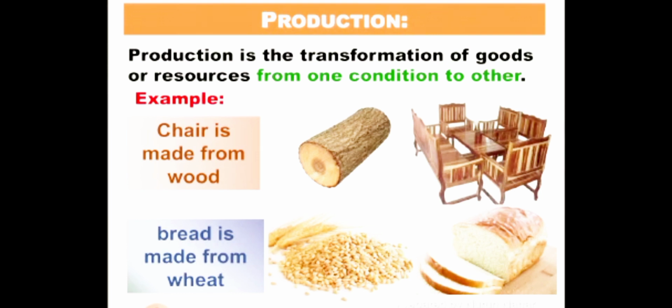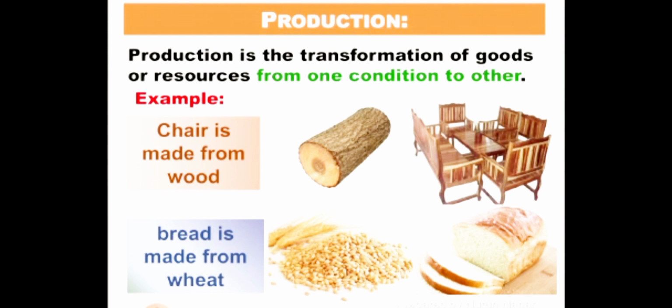First of all, let's see what production is. Production is the transformation of goods or resources from one condition to another. In the images, you can see a piece of wood and, on the right side, some furniture. You can easily guess that this furniture has been made of wood. That is, a chair is made from wood.